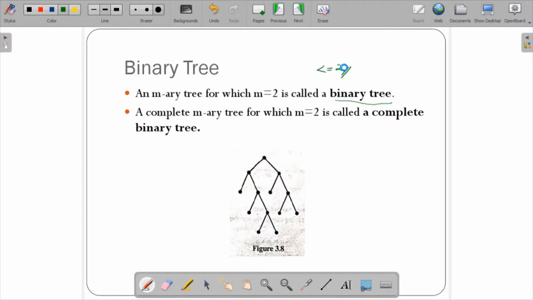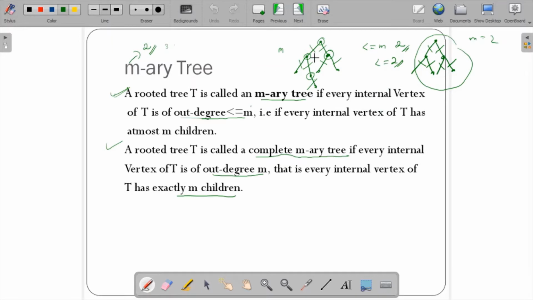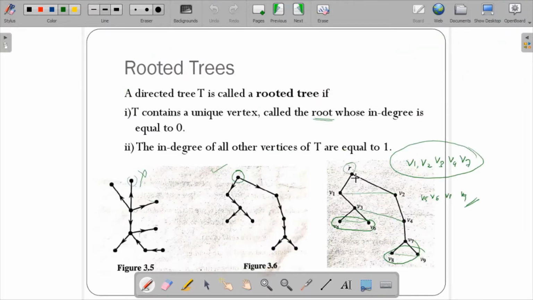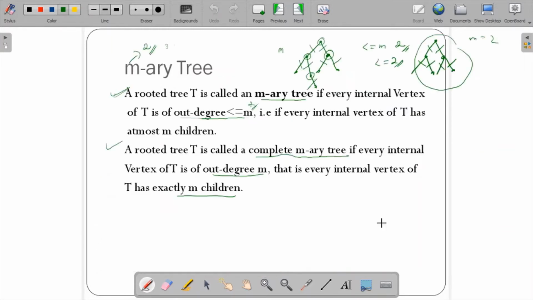So as I told, M-array is there. For this M-array tree, if I put the value of 2, and every internal vertex of T has out degree less than or equal to 2, then it is called a binary tree. I'll show you an example over here itself. It can have at most 2 children, and minimum 1 child, again 2, again 1. So this is an example of a binary tree.